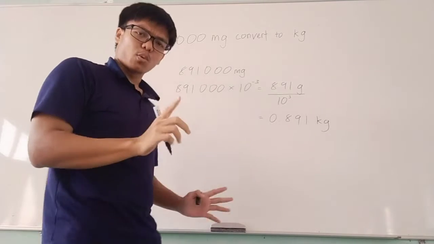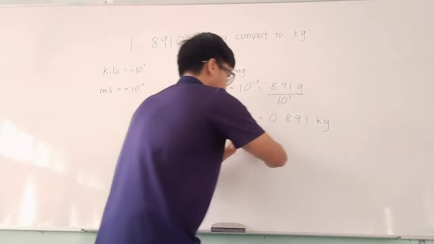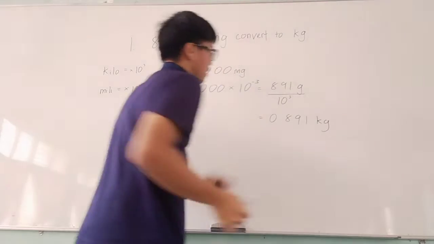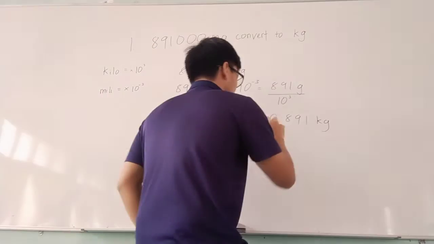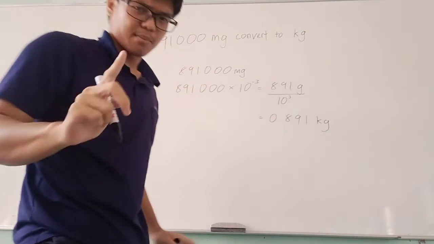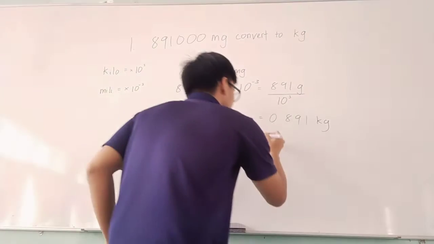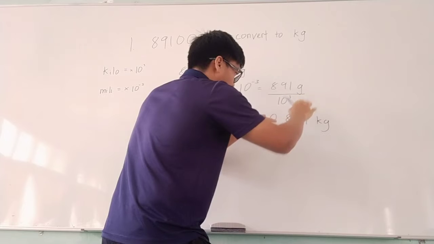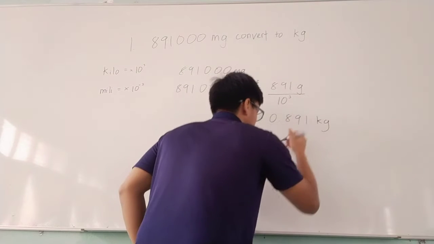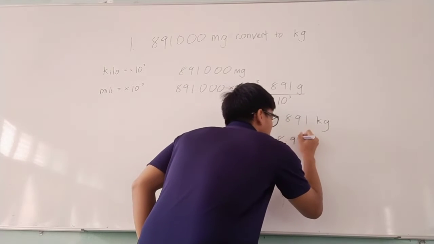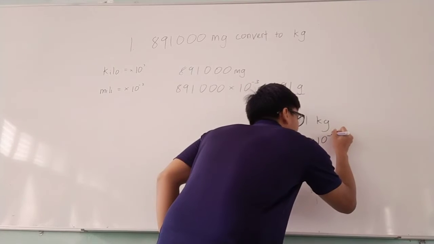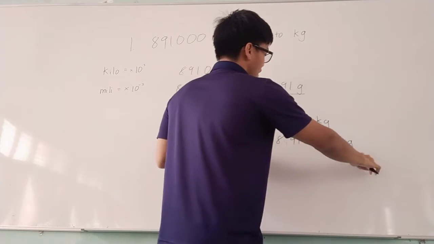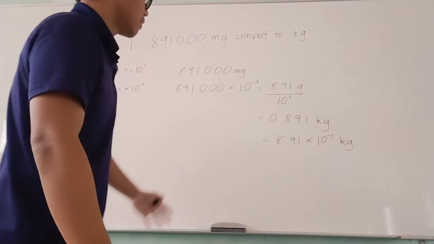Alright, so here is basically the same. But in the question, however, it doesn't show this kind of form. But it shows something like this. In order for you to get the answer that is the same as in the objective question, you need to move the point one more decimal point. So it will be 8.91 times 10 to the power of negative 1 kilogram. This is the answer for question 1 in tutorial 1.